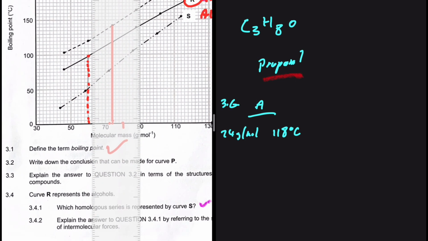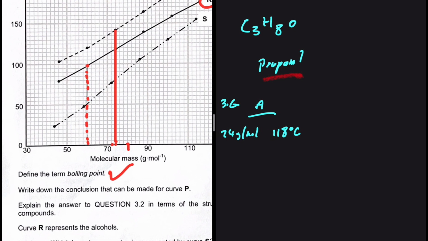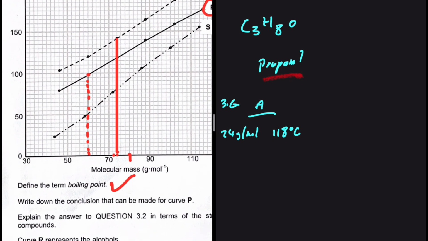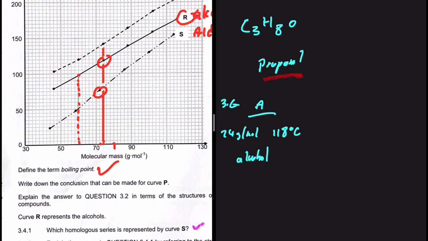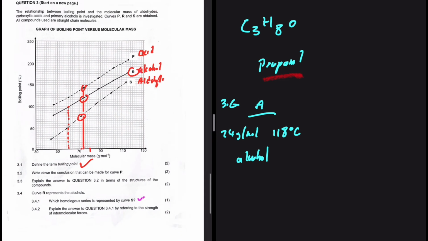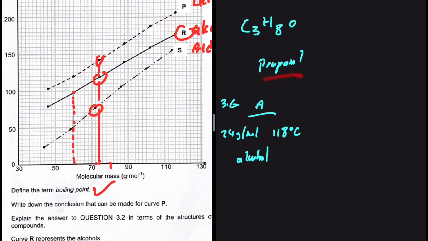So, okay, we have 74 grams per mole and a boiling point of 118. So where can I find it? 118 here. Okay, let me erase here so that I can see what is underneath. I think I find it on the alcohol. This right here should have a boiling point of around 118. So compound A is an alcohol. I know that for sure. It cannot be S because S is way below 100, and it cannot be on the line P because you can see it is very close to 150. So A is the alcohol.